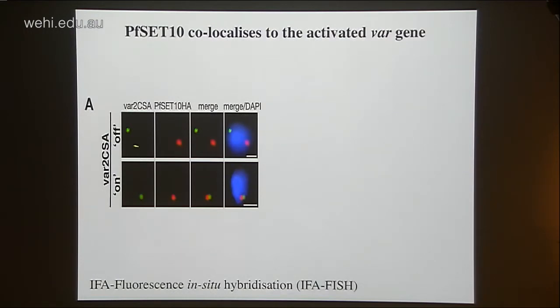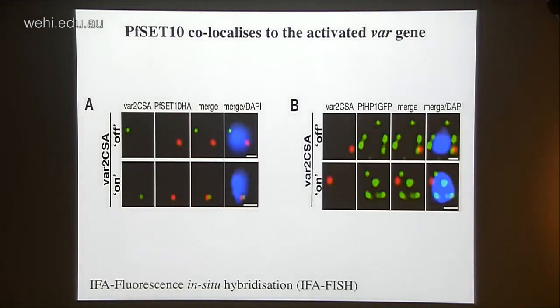When VAR2CSA is off, you see no co-localization of the silenced VAR2CSA with PfSET10 protein. However, when it's on, you see co-localization, or localization in close proximity, of PfSET10 and the actively transcribed VAR2CSA.